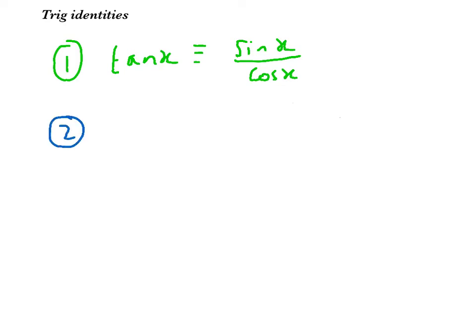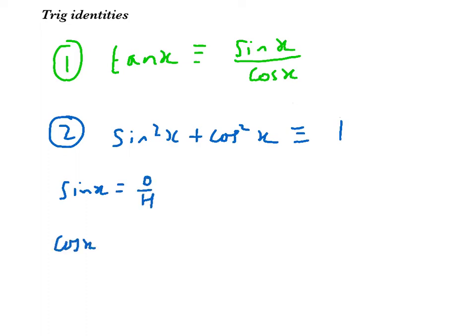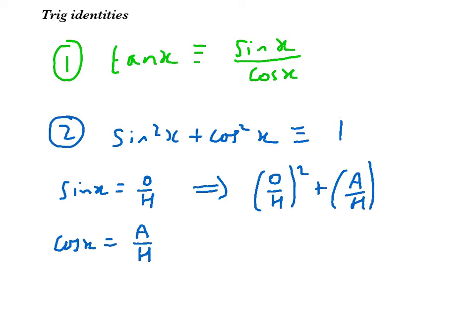So number two, the second identity, is that sine squared x plus cos squared x is always equal to 1. And we can prove that as well. So again, sine x equals O over H, cos x equals A over H, sorry. So if we put them together and square them, we get O over H all squared plus A over H all squared. So that's sine squared x plus cos squared x.